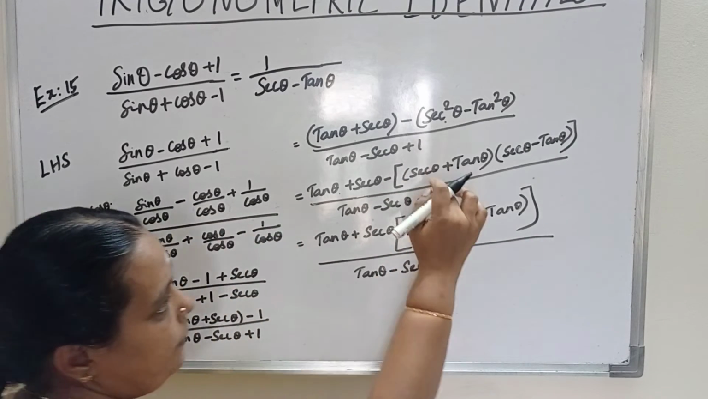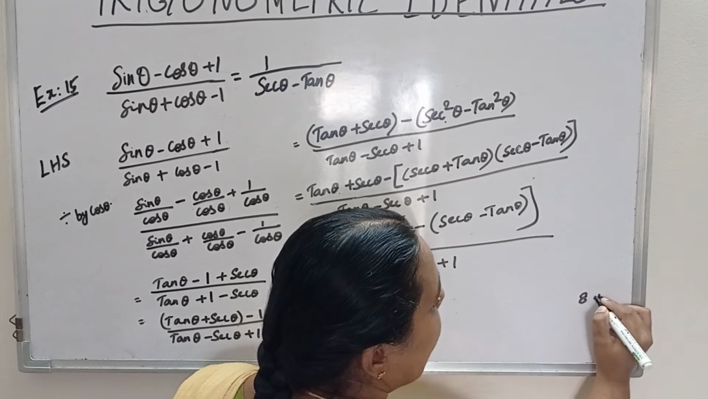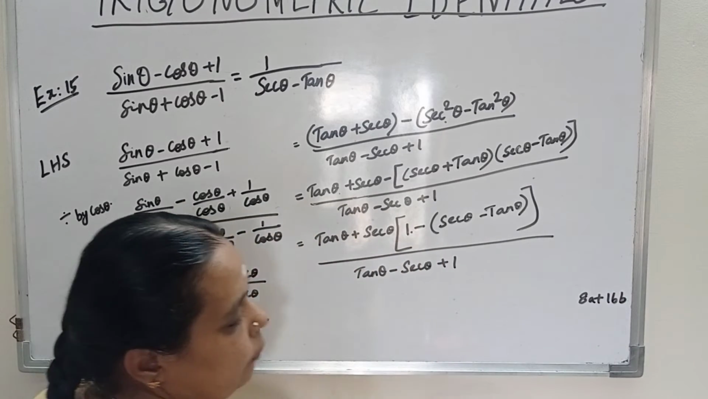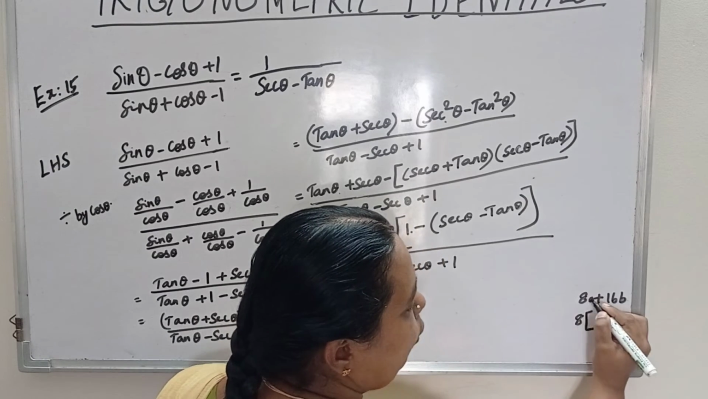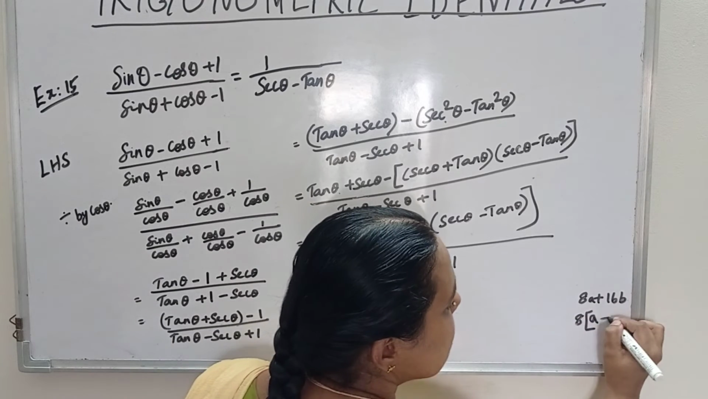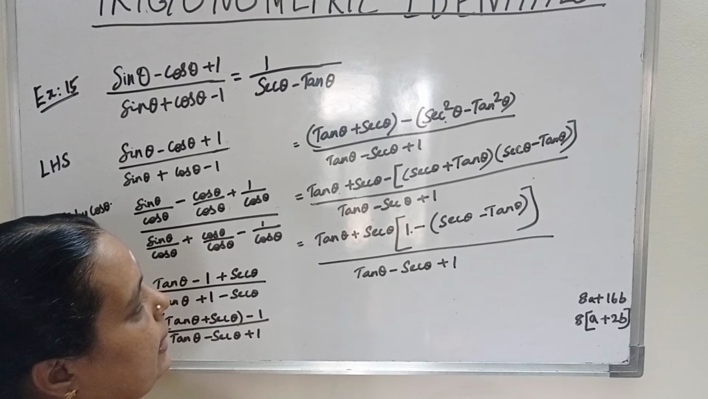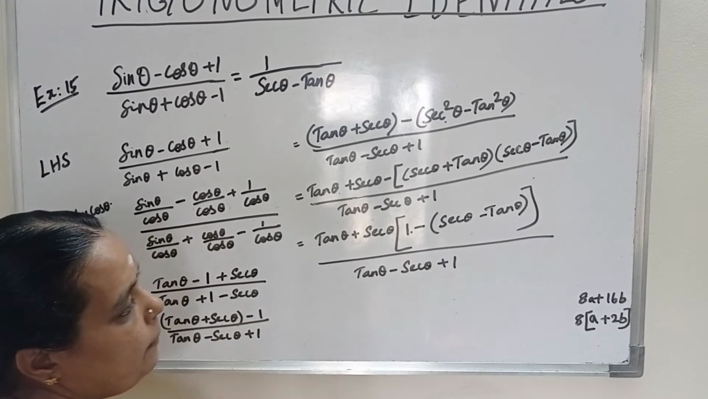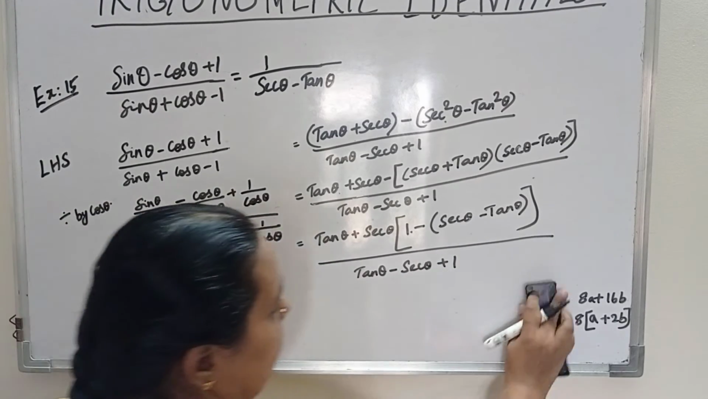I will tell you one example for this understanding. Suppose we have 8 plus 8a plus 16b. We will take 8 outside. When we take 8 outside, we will be left only with 1a because 8 is already taken outside, plus instead of 16 we will have 2b. Similarly, here we are taking tan theta plus secant theta outside, and inside we will have 1 minus secant theta minus tan theta by tan theta minus secant theta plus 1.